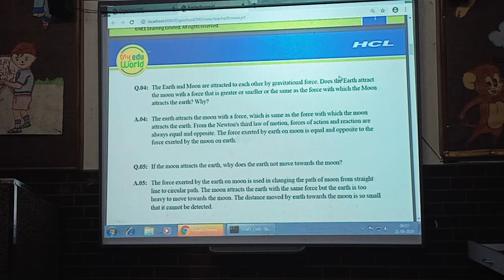After that: earth and moon are attracted to each other by gravitational force. Does the earth attract the moon with a force that is greater, smaller, or the same as the force with which the moon attracts the earth? The earth attracts the moon with a force that is the same as the force with which the moon attracts the earth. From Newton's third law of motion, forces of action and reaction are always equal and opposite. So the force exerted by earth on moon is equal and opposite to the force exerted by moon on earth.